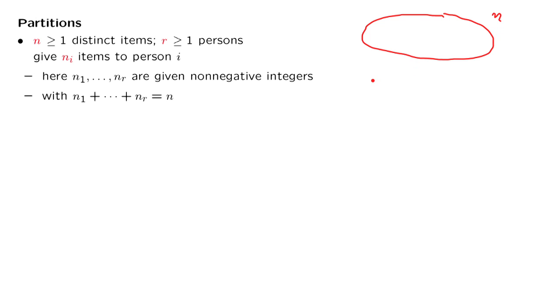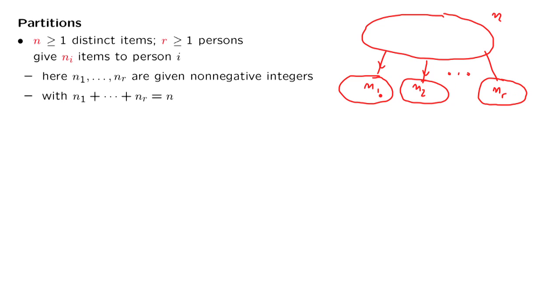We want to give n1 items to the first person, give n2 items to the second person, and so on. And finally, we want to give n sub r items to the rth person. These numbers n1, n2 up to nr are given to us, how many items each person should get. And these numbers must add to n so that every item in the original set is given to some person. We want to count the number of ways that this can be done.